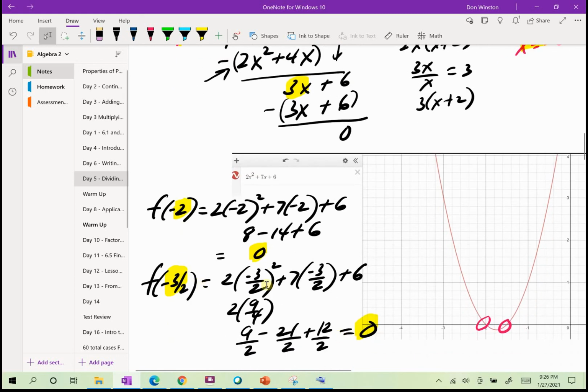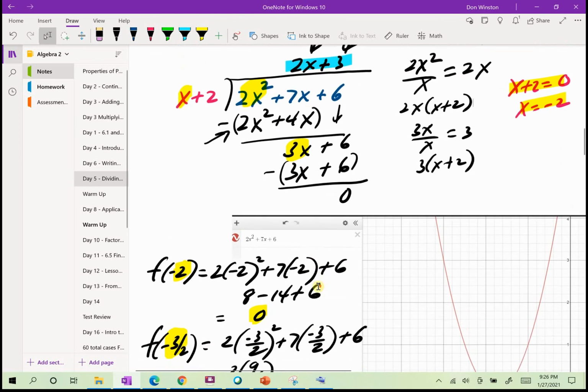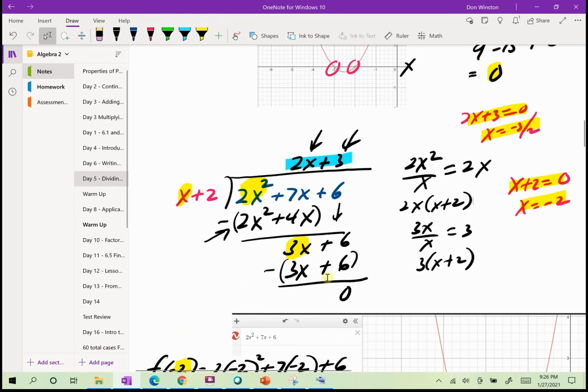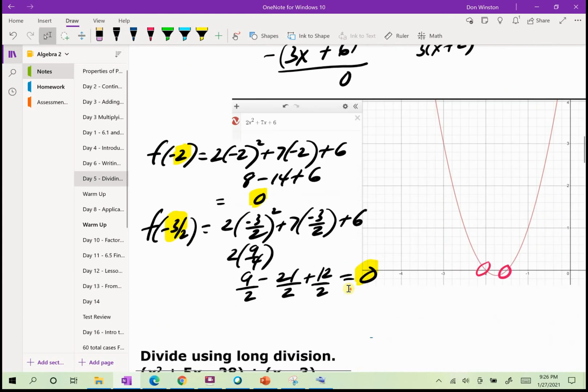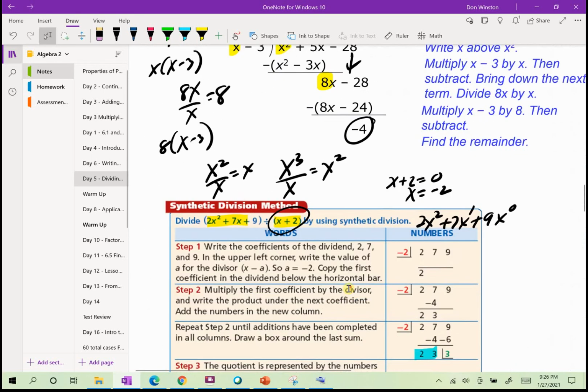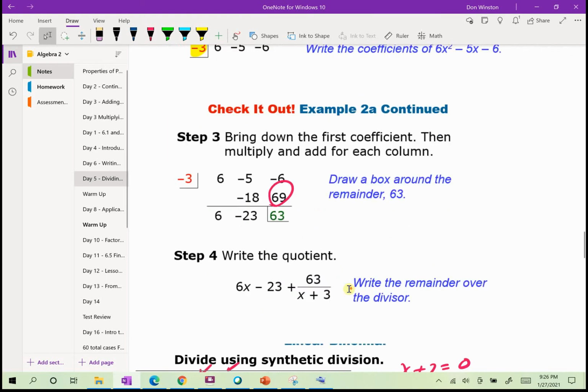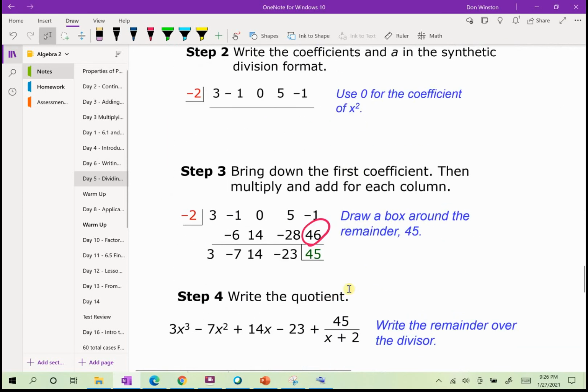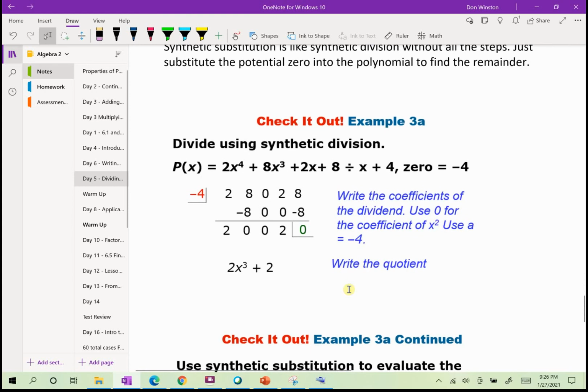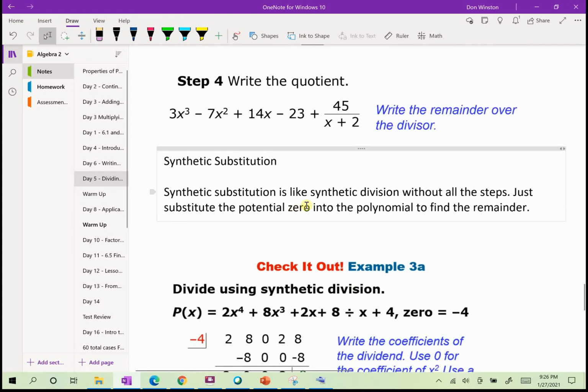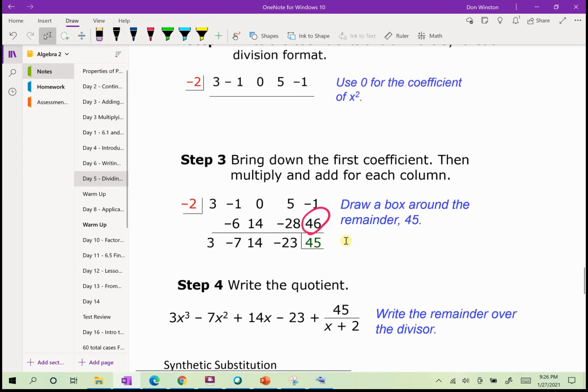So when you do synthetic substitution, you should get the same remainder as you would if you did long division or synthetic division. Synthetic substitution is like synthetic division, it's just without all the steps. Just substitute the potential 0 into the polynomial to find the remainder. So I'll show you what I mean.